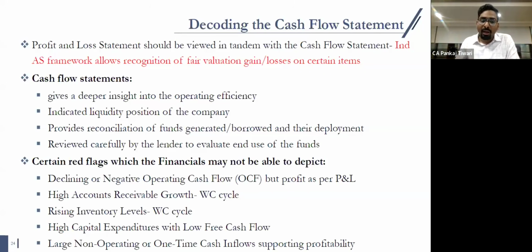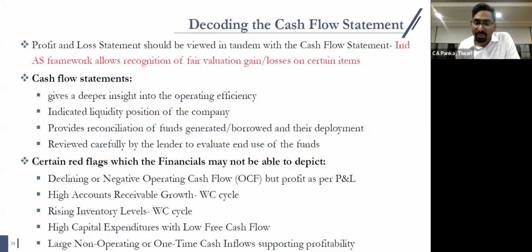High accounts receivable and rising inventory level. As I said, there is an increase in the working capital cycle of the company, which is not good for me because my money, or the cash which should be in circulation, is held up or stuck with either my customers or in the inventory levels. That means there is no offtake in the market for my inventory.